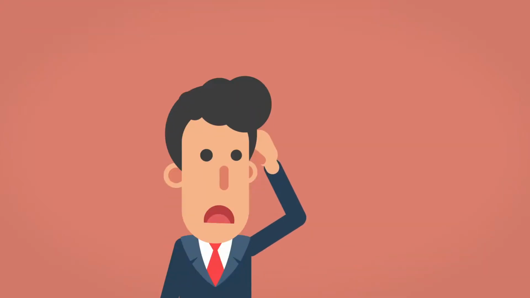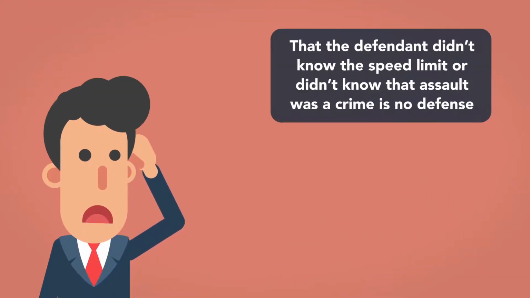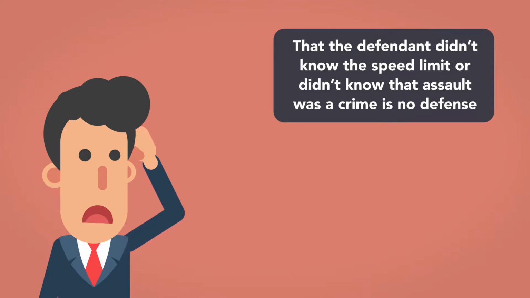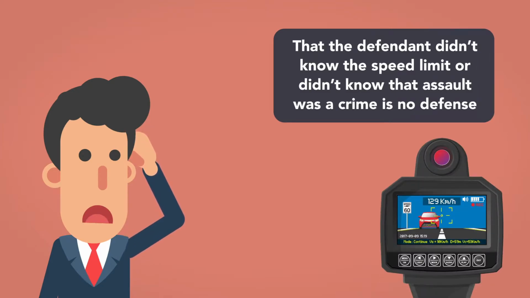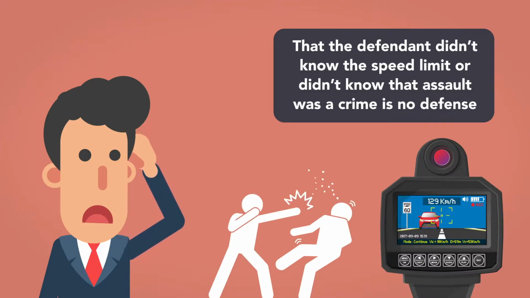Ignorance of the law is generally not a defense. That the defendant didn't know that the speed limit was 65 miles per hour or didn't know that assault was a crime is no defense.